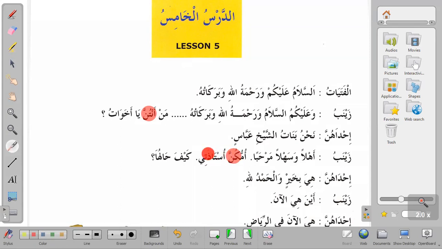Okay, ustazati is my ustaz. Kayfa haluha, how is her condition, right? Meaning literally, how is her? But halun is the condition. So kayfa haluha, how is her condition? So ihdahunna, one of them, says here bikhayrin walhamdulillah. Okay. Then Zainab replied, Zainab is speaking, Aina hiya al-an.